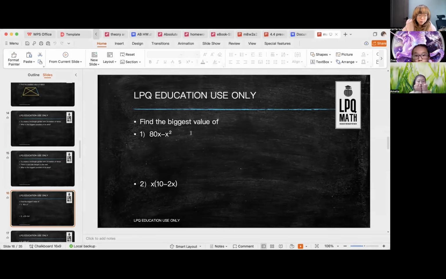Okay, so let's take a look at the last one, okay? So this one, I'm not sure if you can do it or not. Let me just try to explain it. So we have 80x minus x squared, okay? So first of all, I don't know if you understand 80x equals 80 times x, minus x times x, right?